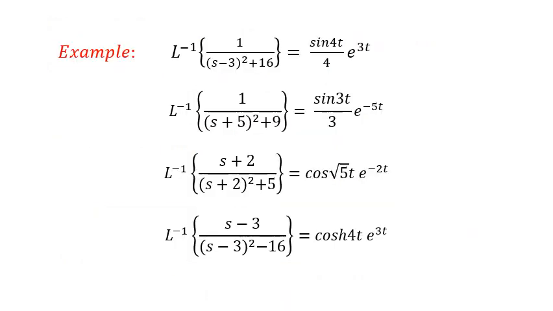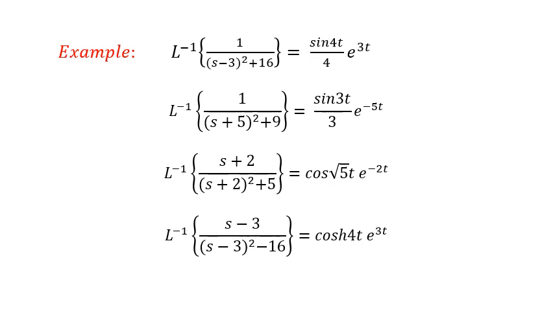Let's consider a few more examples of inverse shifting. The first example, L inverse of 1 by s minus 3 square plus 16. We write that in the standard form. It is 1 by s minus 3 square plus 4 square. Now that resembles 1 by s square plus 4 square, that is sine 4t by 4. And the term s minus 3 square shows the inverse shifting, that is e raised to at. Here a is 3, so you will get sine 4t by 4 into e raised to 3t.